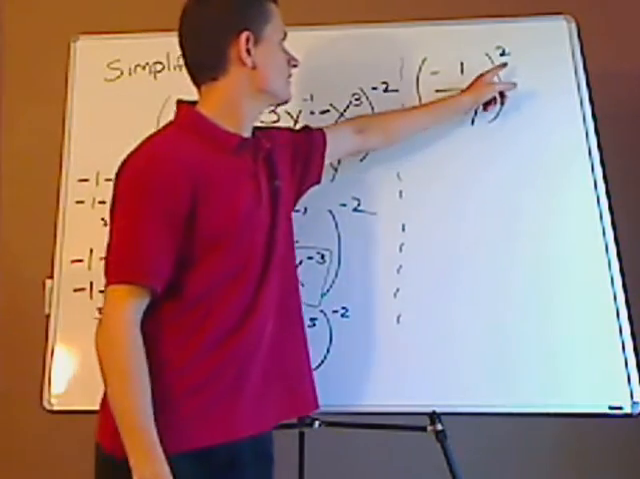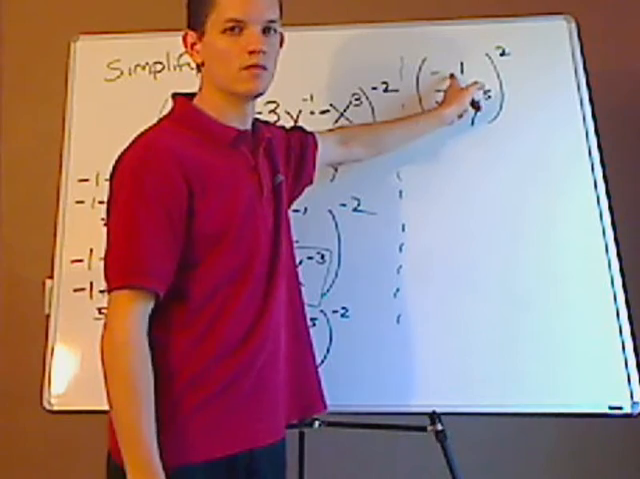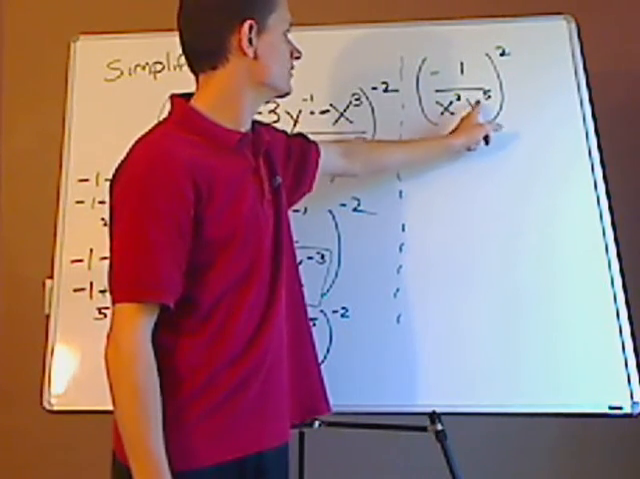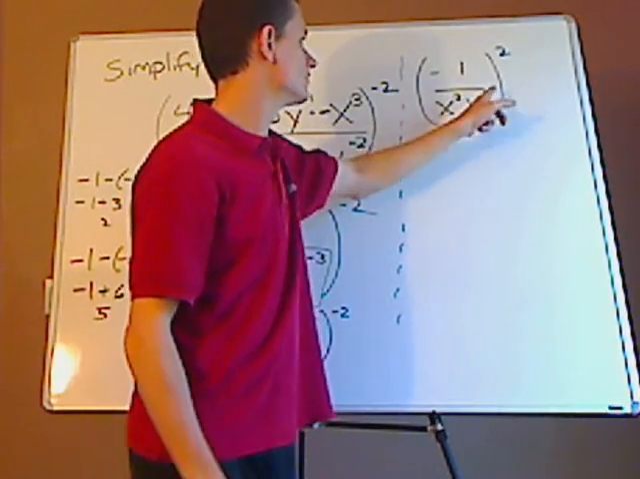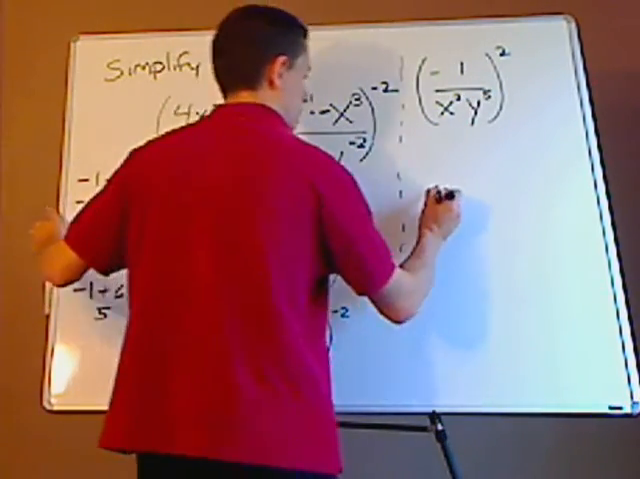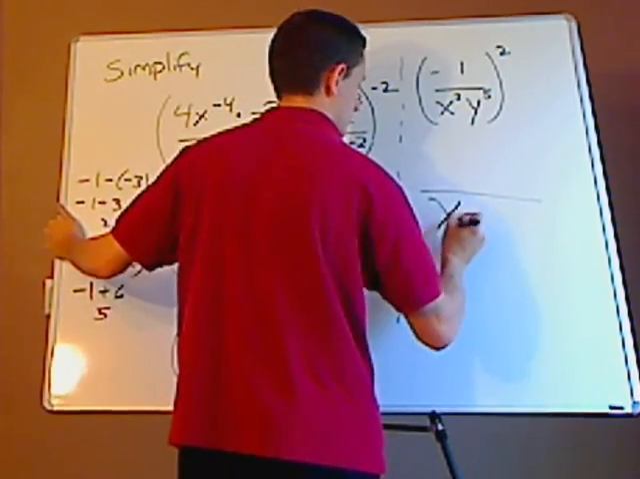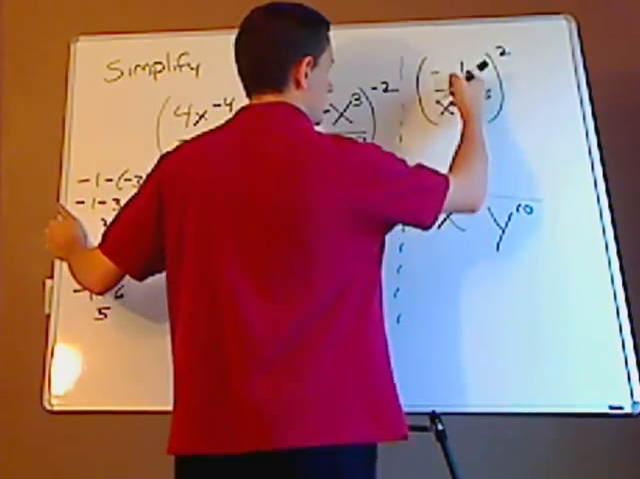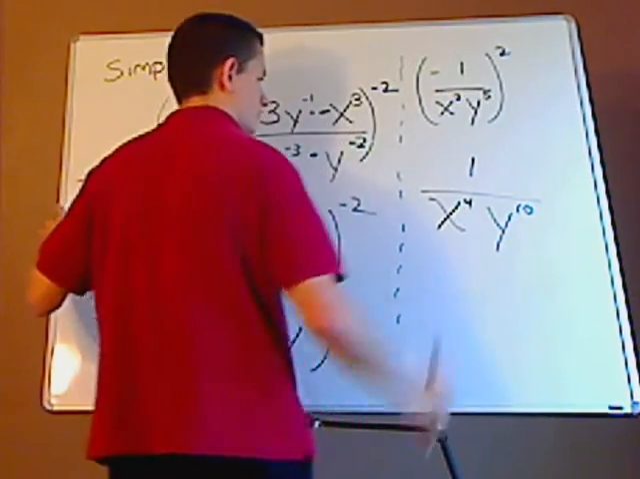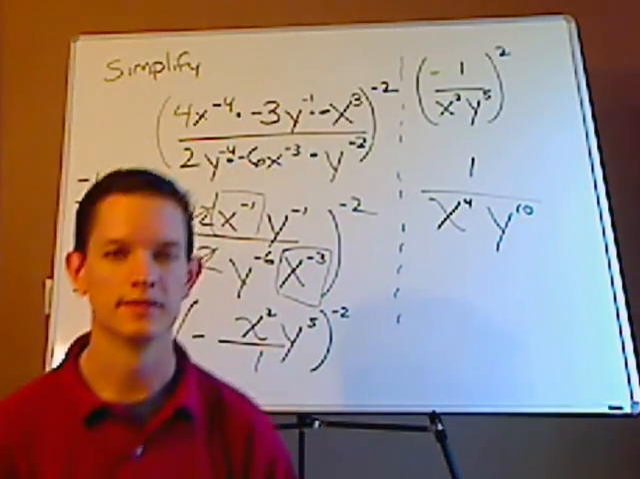Now, you take this and you're squaring the -1. You're also squaring each of these exponents, so you're going to be multiplying. 2 times 2 is 4, and 2 times 5 is 10. So that's x to the 4th, y to the 10, and this is squared, so it's just 1. And that's it.